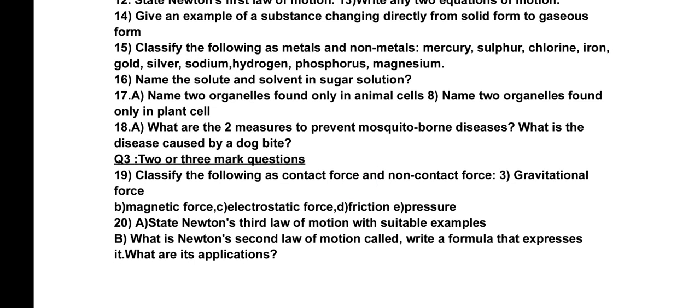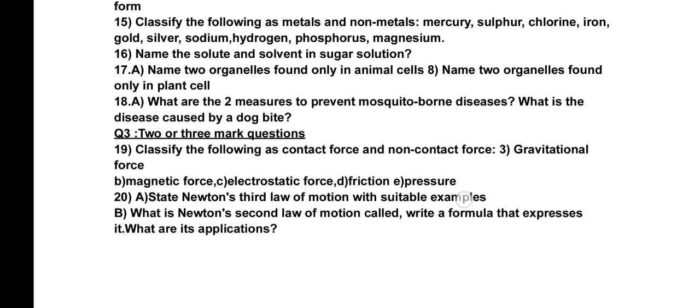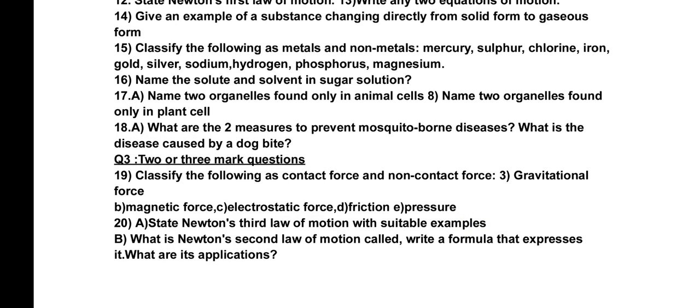15th question: classify the following as metals and non-metals. Let me identify the metals first. Mercury, which is the liquid metal. And then iron is also a metal, which is there in steel. Gold is an ornamental metal. Silver is also a very ornamental metal. Sodium is a very highly reactive soft metal. And then magnesium wire, which is used for burning in the laboratory. So these are all the metals.